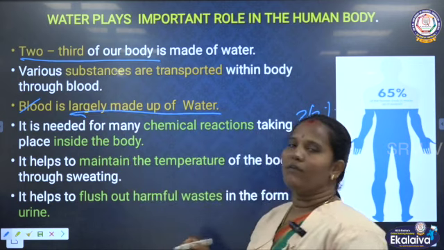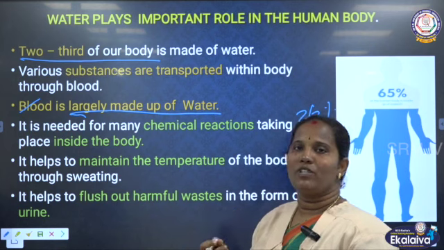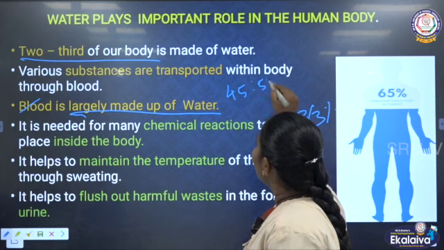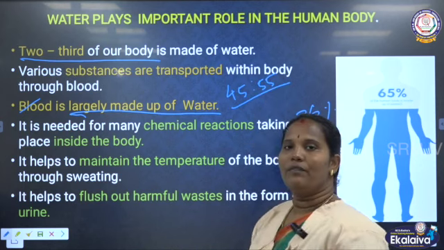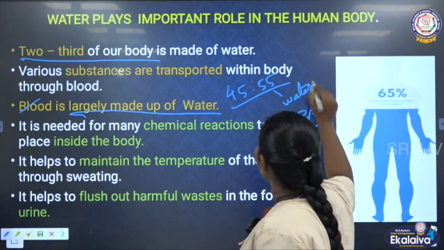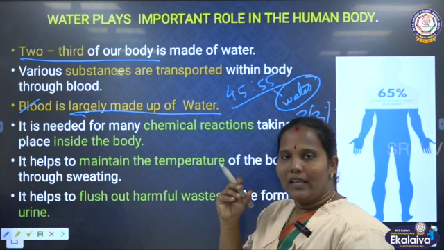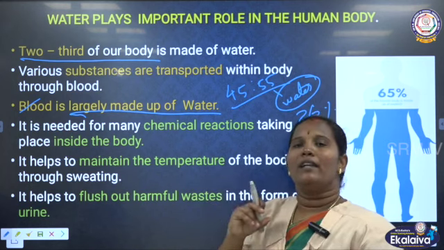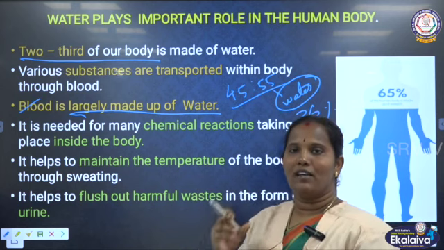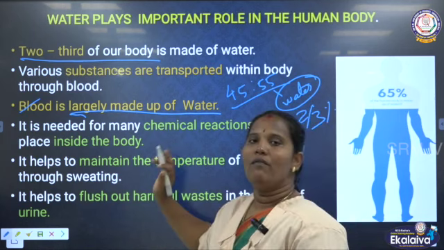Okay. See, next one, blood is largely made up of water. We know that blood is a semi-liquid portion. It is made up, we can say, in the ratio 45 to 55. The 55 percent portion is the water content. Water means the liquid portion, 55% is a liquid portion. That's why, if it is liquid, it can circulate in our body. Suppose the liquid portion is not there, the circulation process is not happening. So, the blood is largely made up of water.